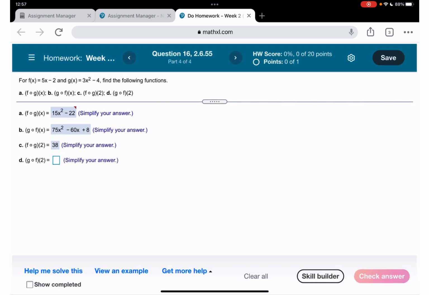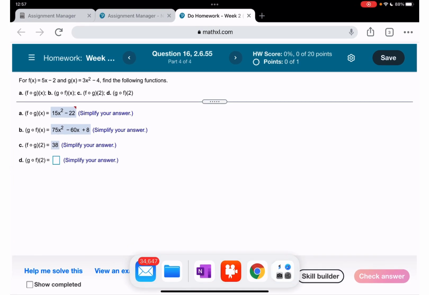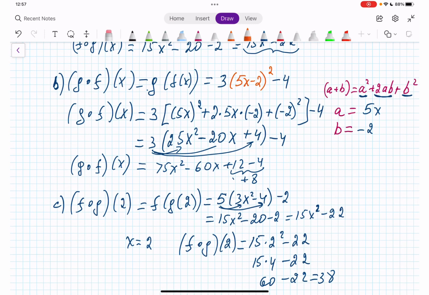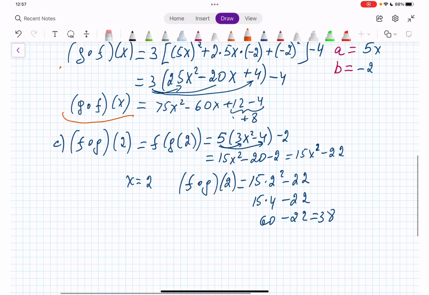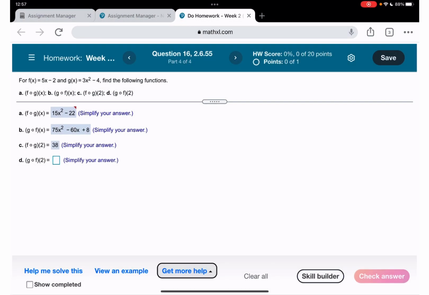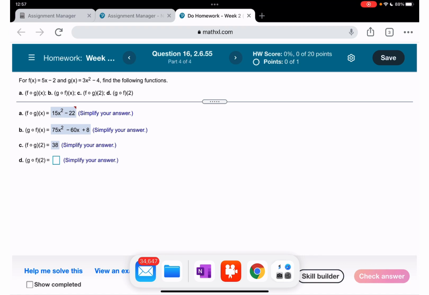Excellent. And same thing, g composed with f of 2. Okay, this is going to be our B. g composed with f of 2. Here it is, our answer, right? Let me write down D. We need g composed with f of, was it 2 we have? Yeah, we have 2. Okay.